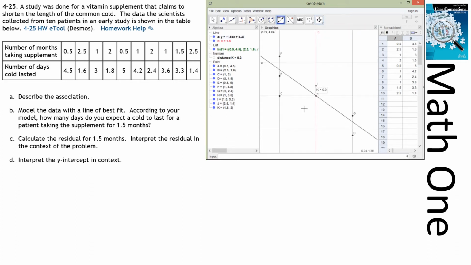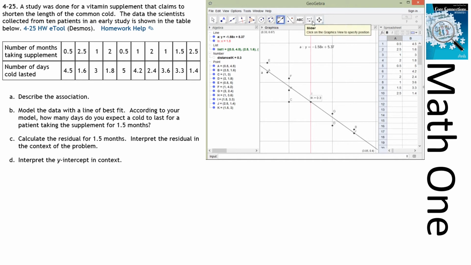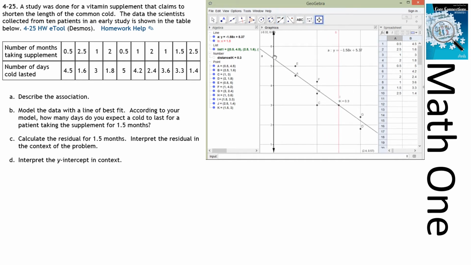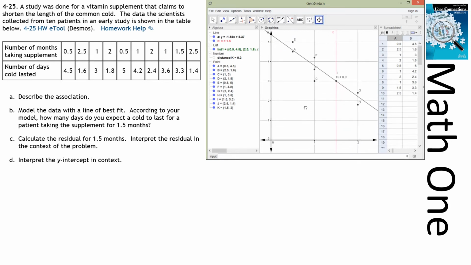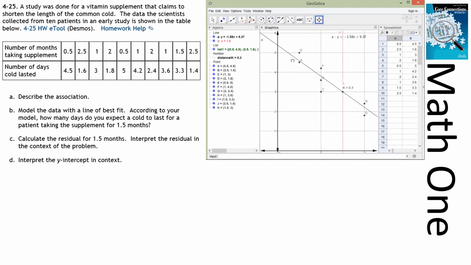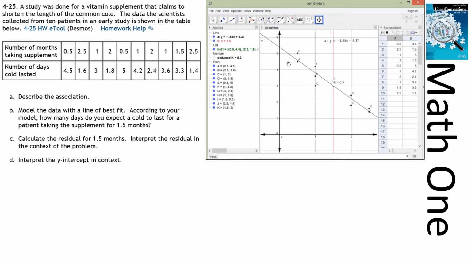So if I zoom out a little bit more, we can see the Y-intercept. We grab this tool and grab this over. You can see here's our Y-intercept. And the Y-intercept is basically saying, hey, if you've taken the supplement not at all, right? You've taken the supplement for 0 days. About how long would your cold last on average? So without this treatment, how long would you expect the cold to go without this supplement regimen?